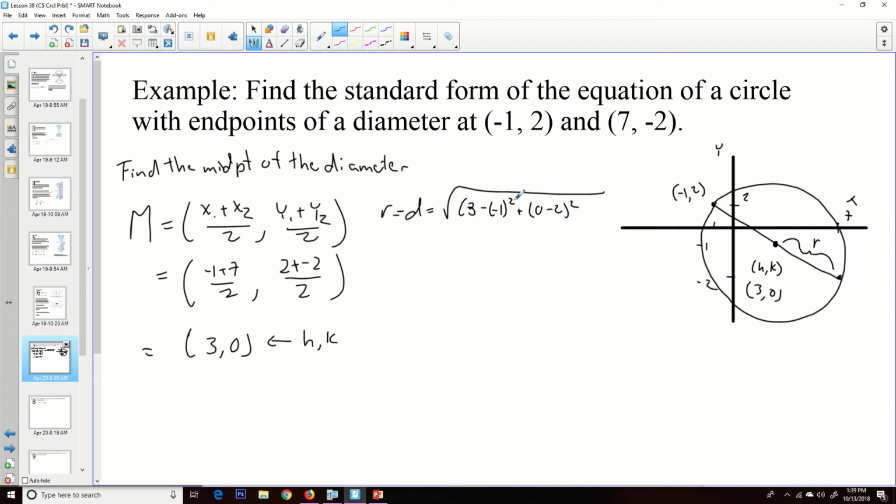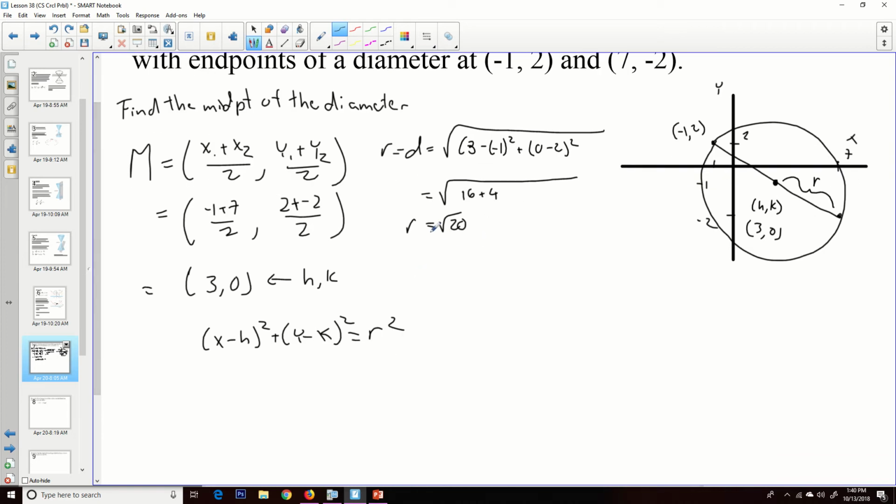I do that in the right order. I think that's going to be okay. So I go square root of, let's see here, 4 squared is 16 plus 2 squared is 4, so I get the square root of 20. That's R. Now remember, in the final answer, we're going to go x minus h quantity squared plus y minus k quantity squared equals R squared.